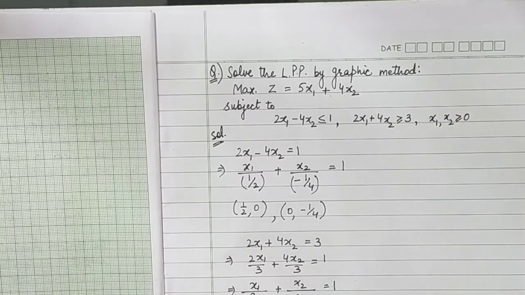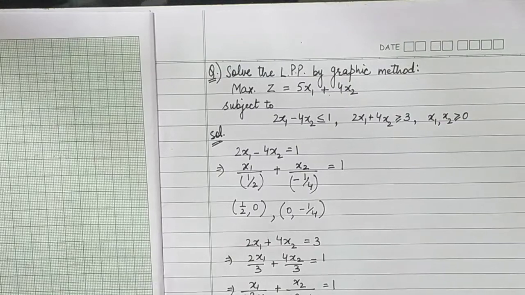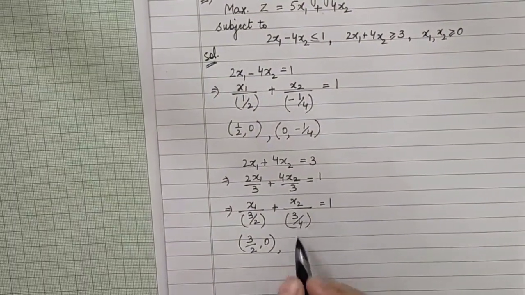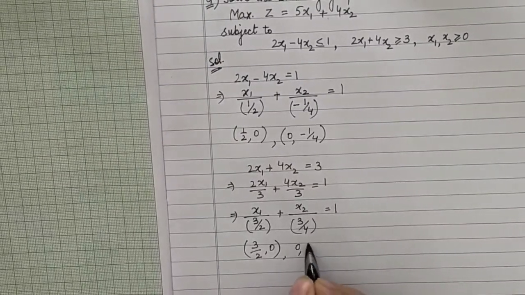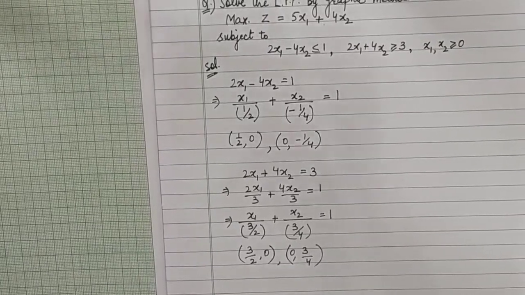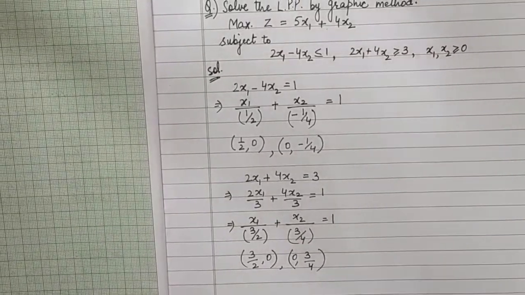So here you get x1 के नीचे आपके पास 3 by 2 आ रहा है. इसका मतलब जो पॉइंट बनेगा वो बनेगा 3 by 2 comma 0, because x1 एक्सिस के ऊपर लाई करेगा, और जो आपके पास ये दूसरे x2 के नीचे आ रहा है वो x2 एक्सिस पे लाई करेगा, so वो पॉइंट आ जाएगा 0 comma 3 by 4. So points are ready. Now we'll start plotting the graph.